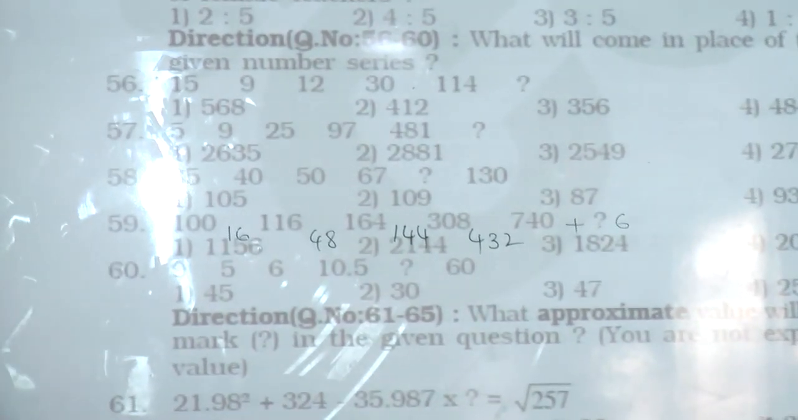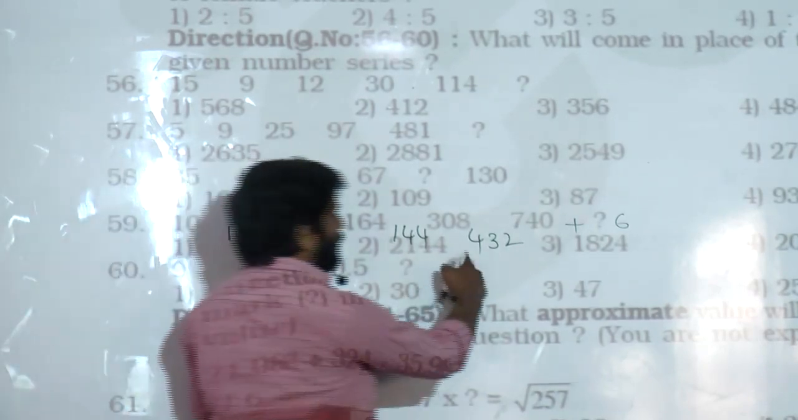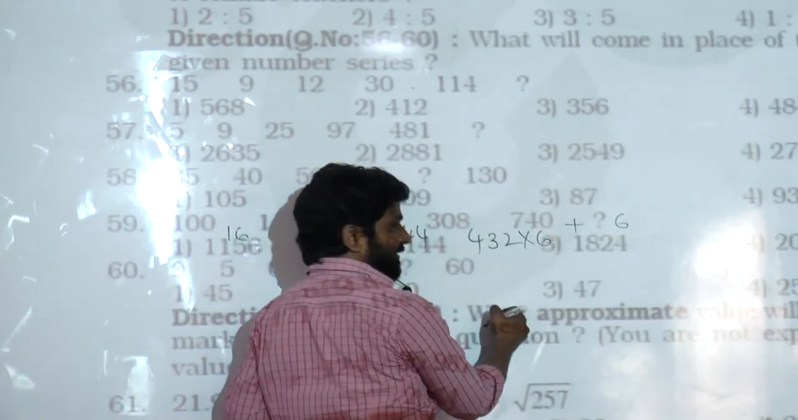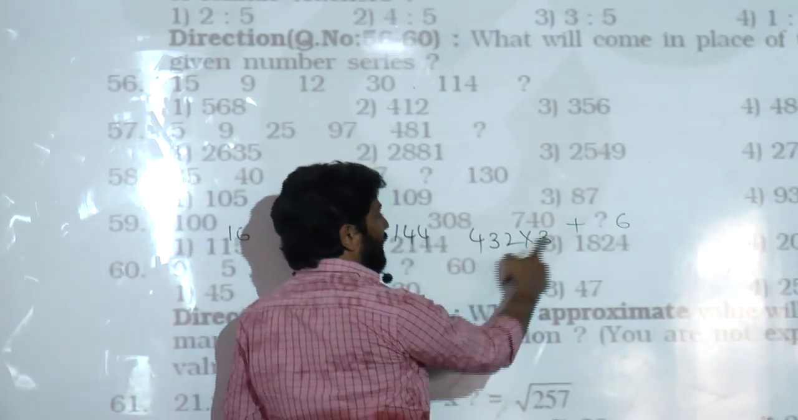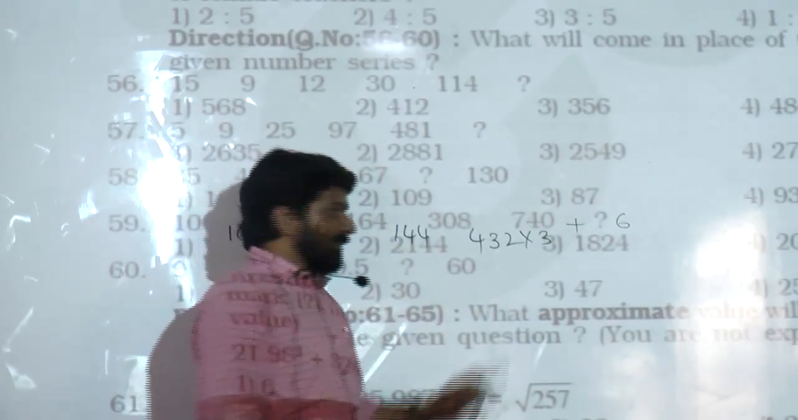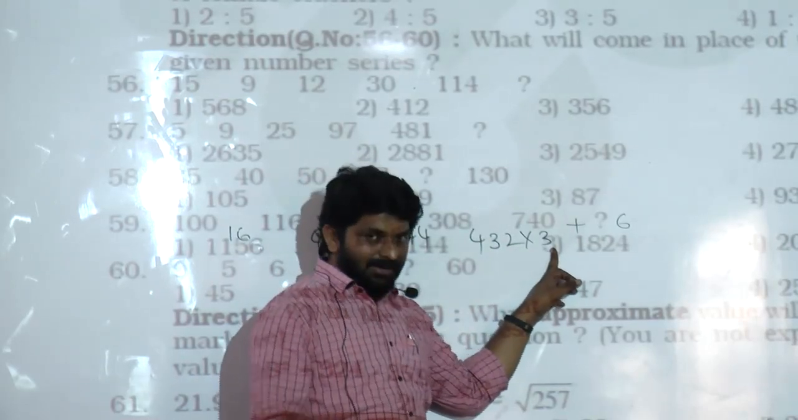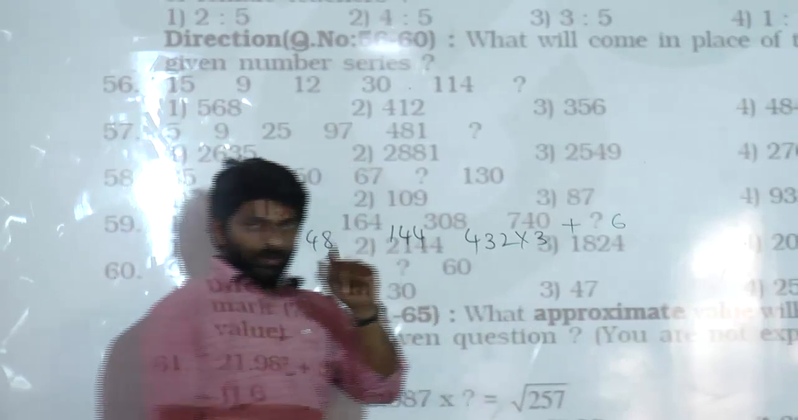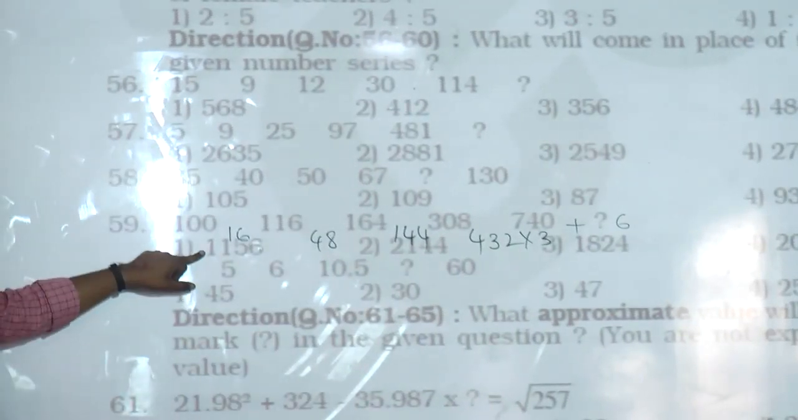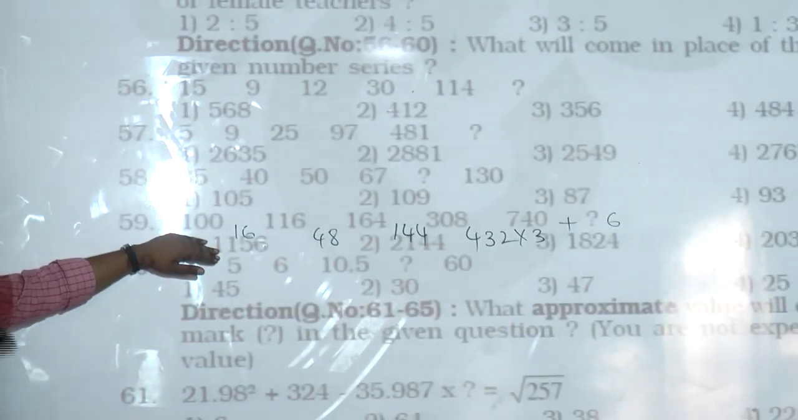2 options are there. You need to add 432 6 times. 3 times, 400 into 3, 1200. 30 into 3 again near about 100, which is 1300, plus 700, 2000. So though it is ending with 6, this cannot be your answer because your answer should be in 2000s. Only option is the fourth one.